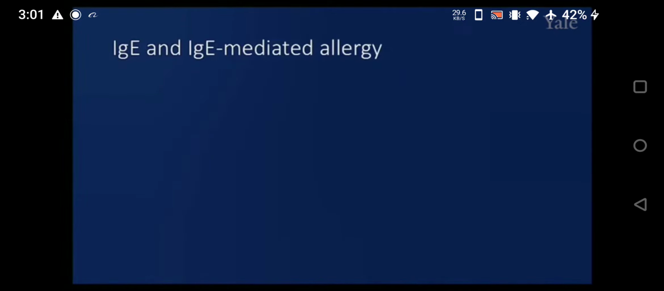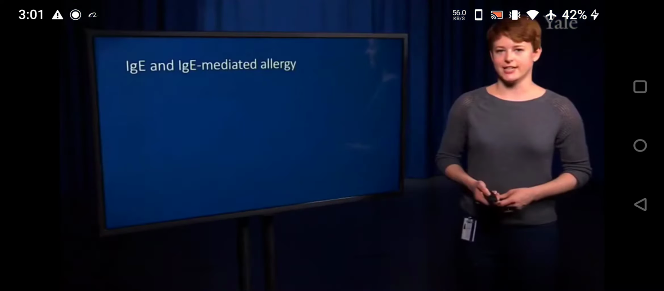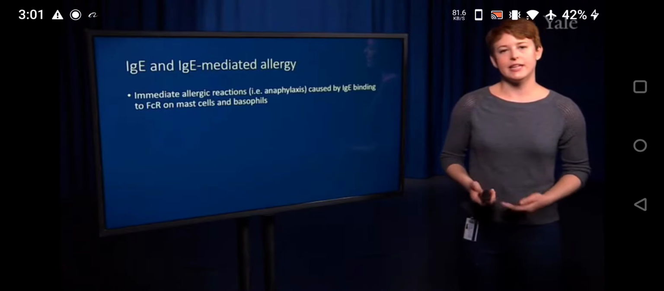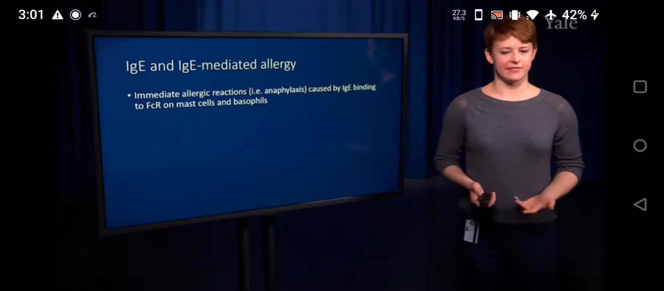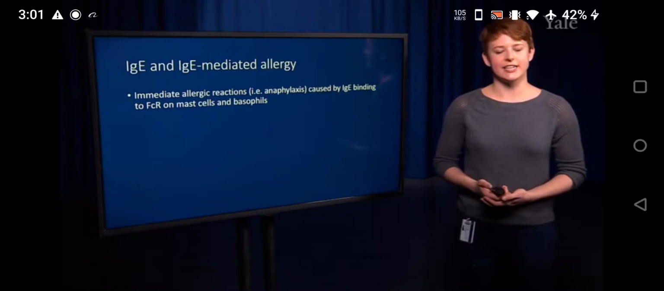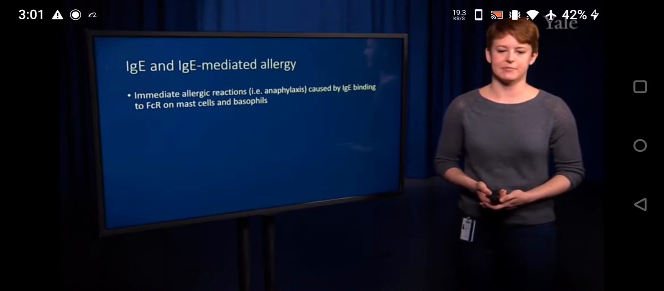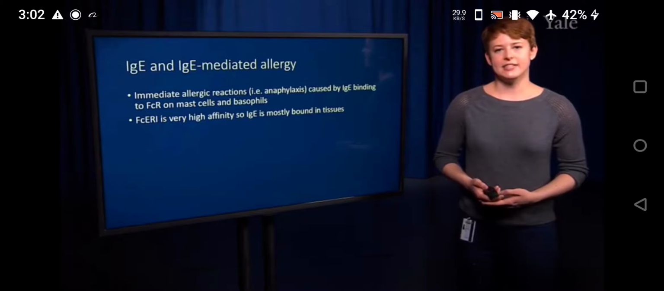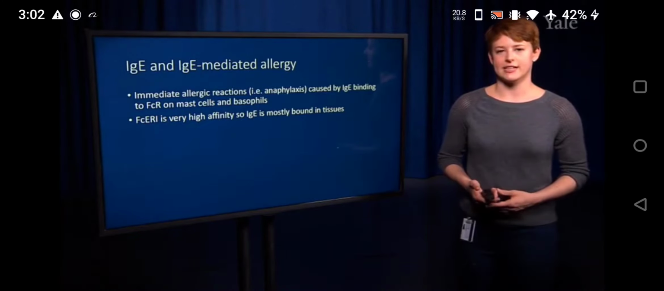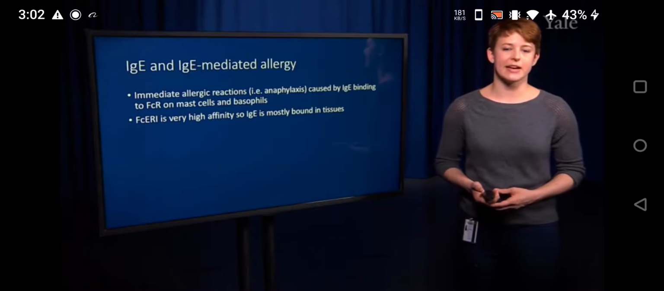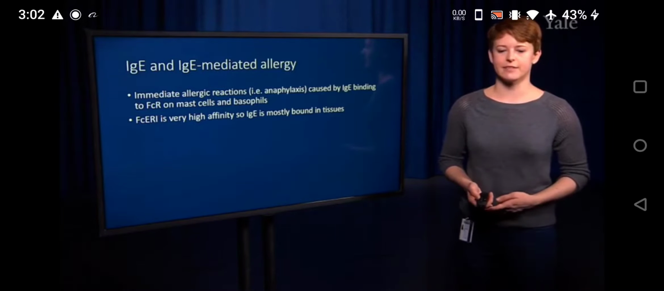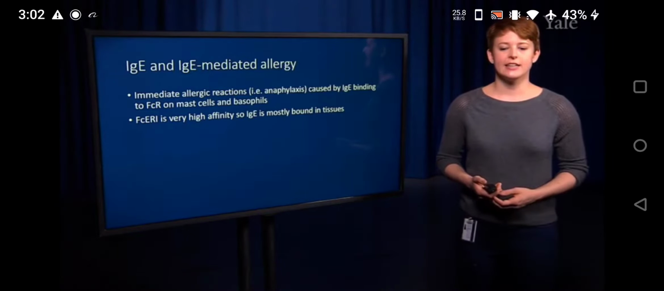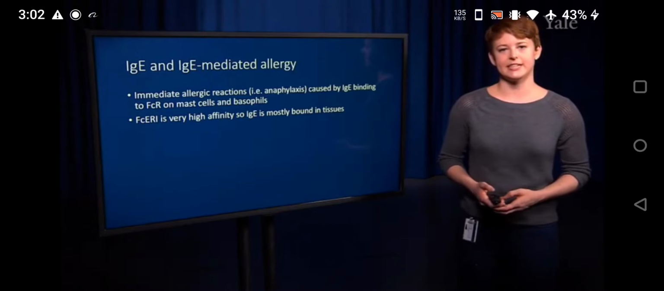Okay, so we're going to start out focusing on IgE and IgE-mediated allergic responses. So immediate allergic reactions, such as anaphylaxis, are caused by IgE binding to the Fc epsilon receptor, mostly on the surface of mast cells and basophils. And the Fc epsilon receptor is really unique amongst Fc receptors, and that's because it binds with very high affinity to IgE. And such high affinity that IgE is actually typically already bound to the Fc receptor in tissues rather than circulating in the blood.